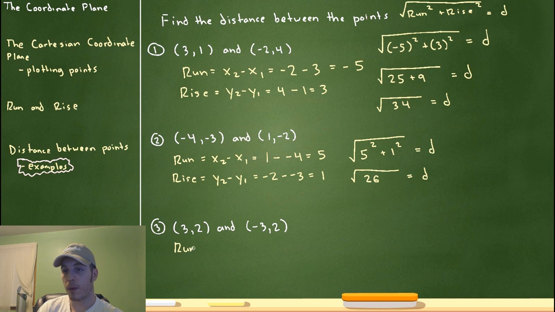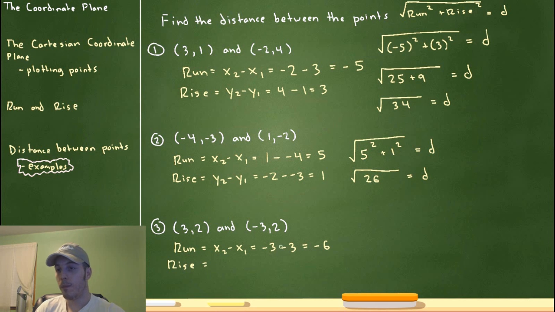Okay, and last up, number 3, we have x2 minus x1, which would be negative 3 minus 3, which is equal to negative 6. And for the rise, we have y2 minus y1, and this is equal to 2 minus 2. So notice how in this case, 2 minus 2, we get 0.